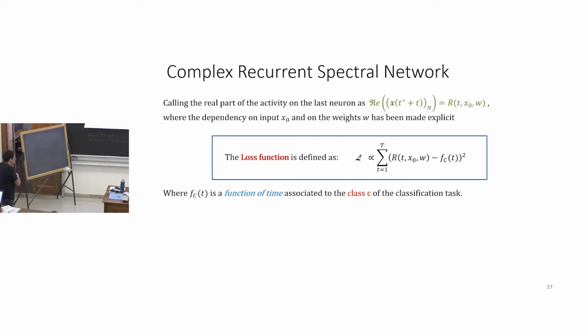And now we redefine the classification task by asking the network to learn how to associate to each element of the data set the corresponding function of time in the real part of the last neuron activity. Here it is explicit that it depends on the input and on the weights, so on the trainable parameters of the system. This is just the loss we use.